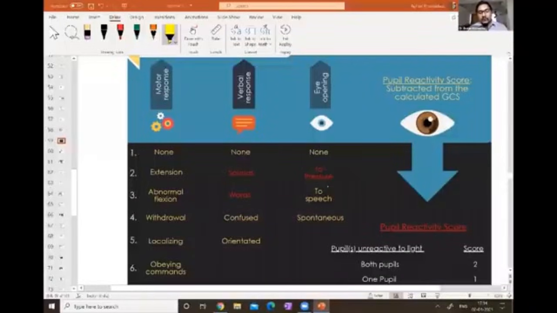Verbal response, 5 is when the patient is oriented, 4 is when the patient is confused, 3 is when the patient is using inappropriate words, 2 is when the patient is making incomprehensible sounds, and 1 is when the patient is not speaking at all. Eye opening, 4 is spontaneous, 3 is to speech, 2 is to pressure, and 1 is when there's no eye opening.